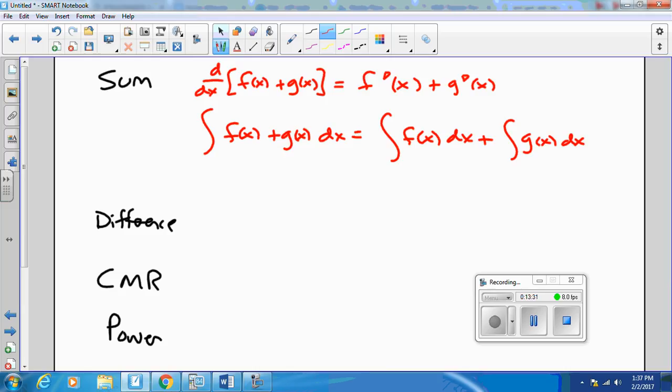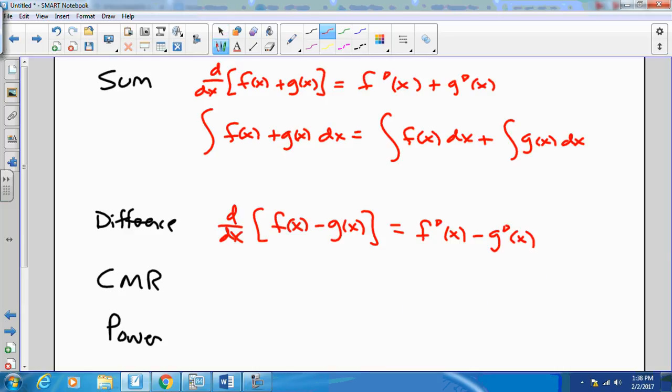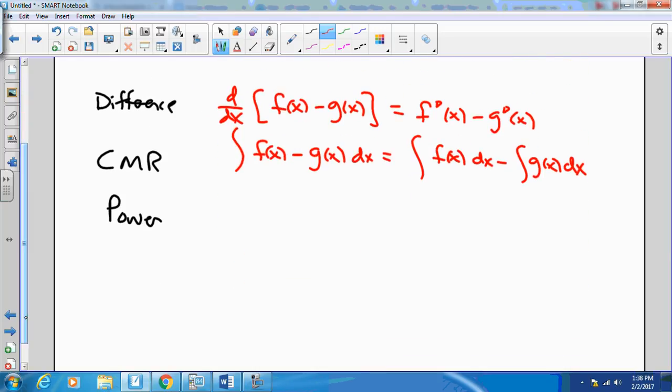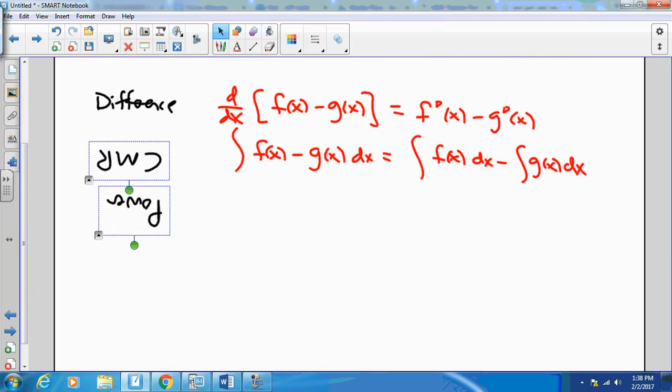And the same applies to a difference. Because the derivative of a difference is the difference of derivatives, therefore, the antiderivative of a difference is the difference of antiderivatives. There it goes again.